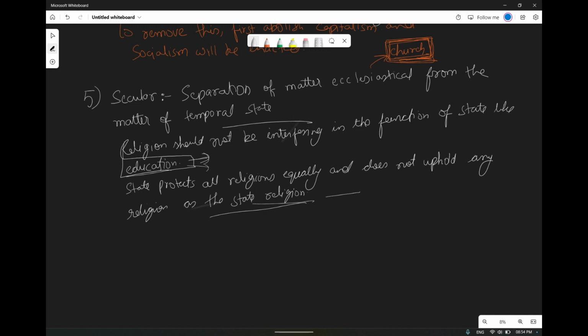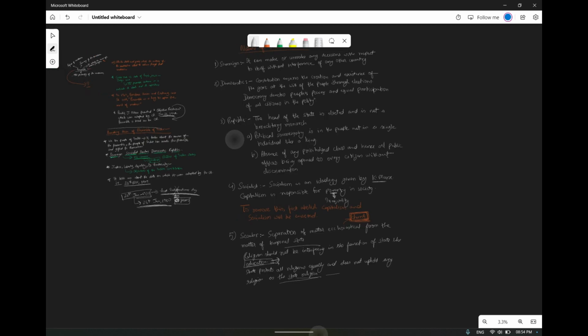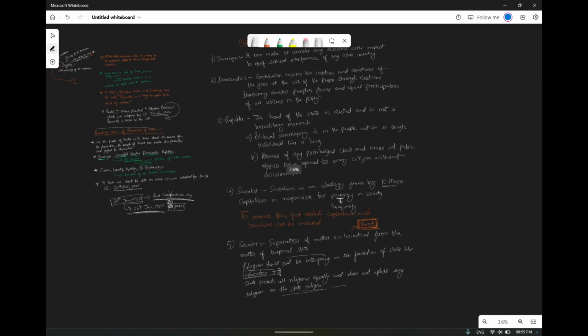Okay, so we have understood these important terms: sovereign, democratic, republic, socialist, and secular. Now we have understood everything related to them, the meaning of all those things, and why these terms were used under the preamble. But now there is a story behind it.